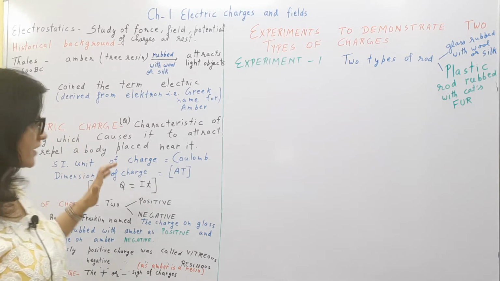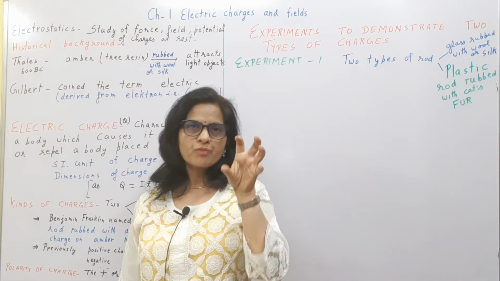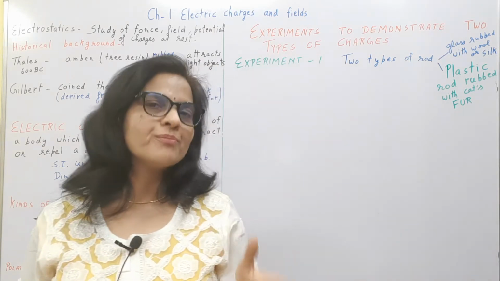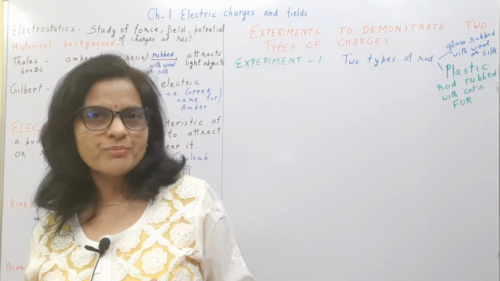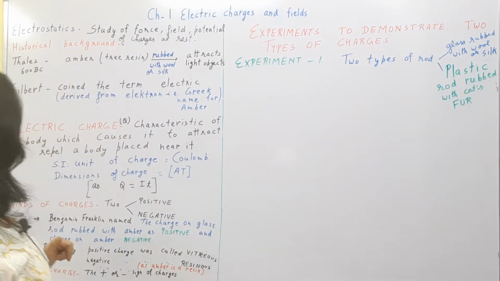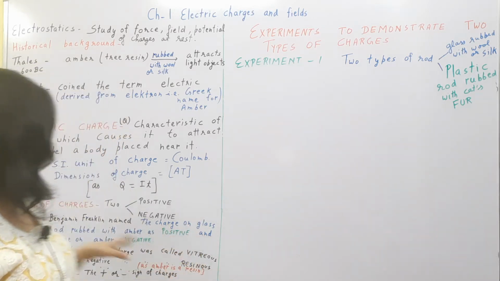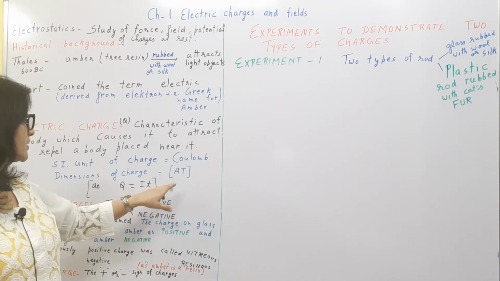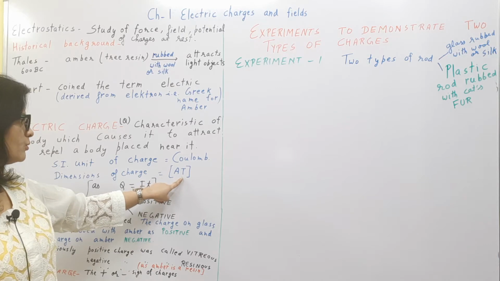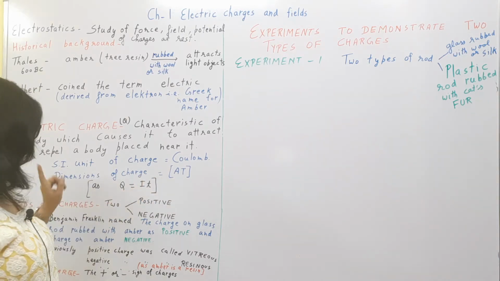Then we have electric charge, which we have studied in 10th standard. Electric charge is the property due to which any object attracts or repels the other object, right? And its SI unit you have studied in 10th standard, that is coulomb. Dimensions of charge is ampere into time, because we know that the formula for charge is I into T.